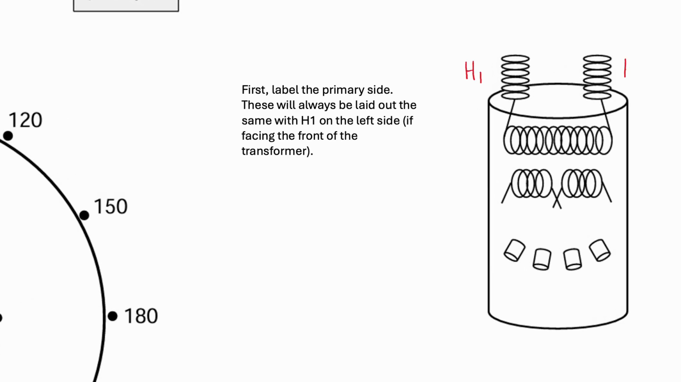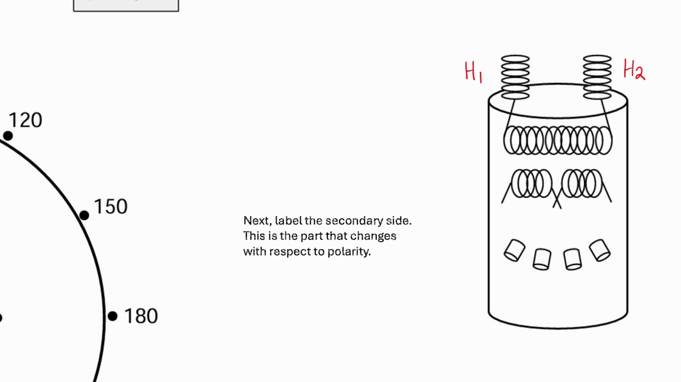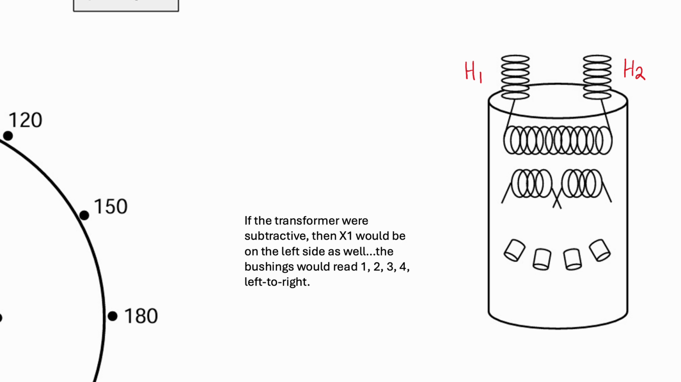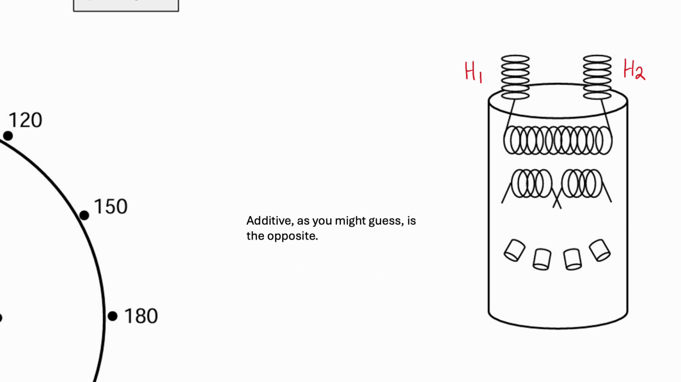So we'll start off with the primary side. These are always going to be laid out the same with H1 on the left, H2 on the right. And then we'll do the secondary side, and this is a part that can change with respect to what polarity the transformer is. So if it's subtractive, X1 would be on the left as well, and the bushings would read 1, 2, 3, 4 left to right. Conversely, additive is 4, 3, 2, 1 left to right.